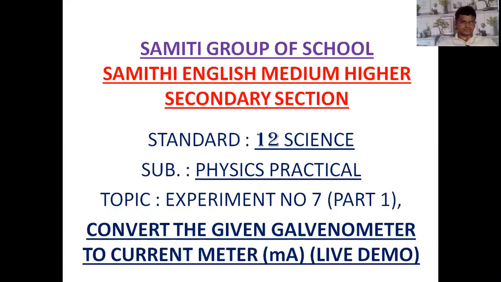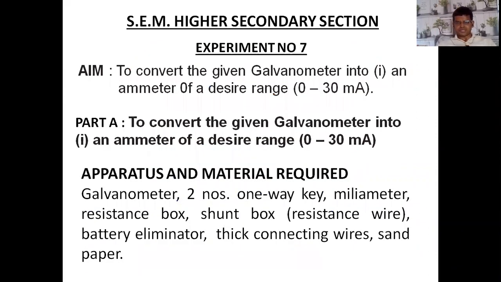So let's start. First, the aim: to convert the given galvanometer into an ammeter of a desired range, like 0 to 30 milliampere. So friends, this practical is a conversion. We are converting galvanometer values into a milliampere range. As per the syllabus, we convert the galvanometer to a maximum of 30 milliampere. It is a theoretical practical.